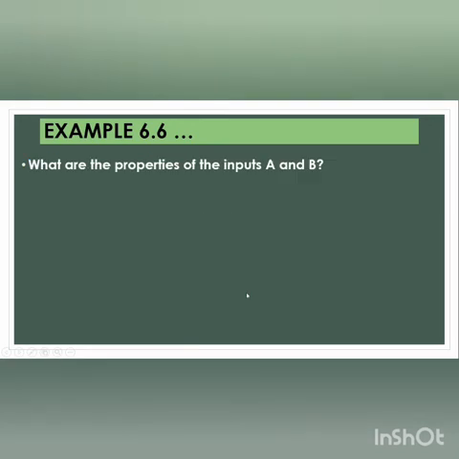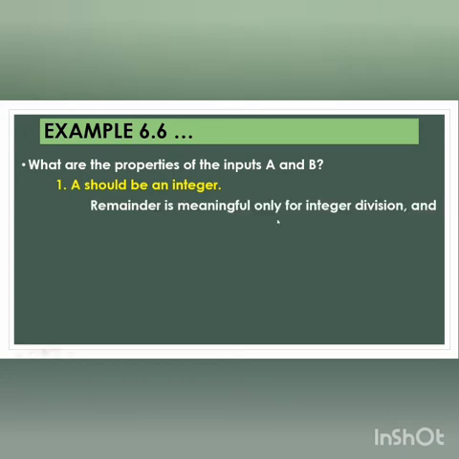In specification, we have to specify the properties of inputs, the properties of desired outputs, and the relation between them. So, what are the properties here? A should be an integer because the problem is we are going to divide two integers. Integer means the whole numbers without using a decimal point. The remainder is meaningful only for integer division.